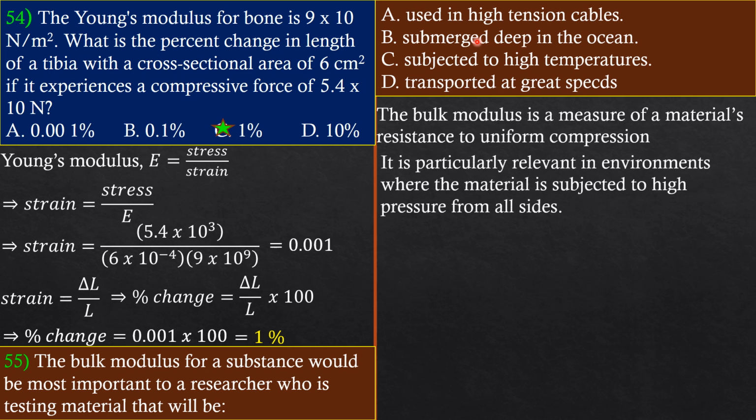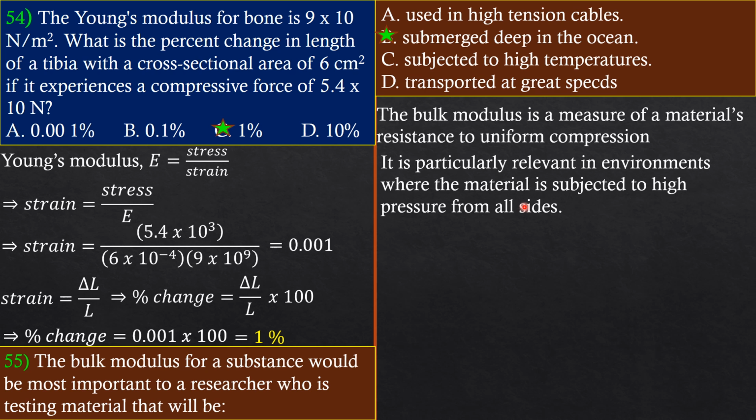So, guys, these are the explanations. As you can see, the bulk modulus is a measure of a material's resistance to uniform compression. It is particularly relevant in environments where the material is subjected to very high pressure at all sides, guys. So, option B has to be good.